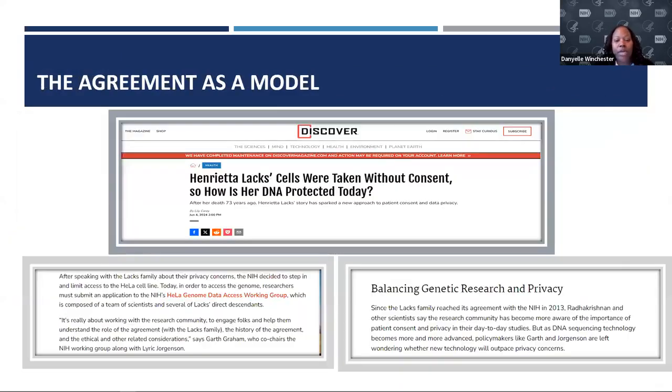And lastly, what I would end with, and what I mentioned previously, is that the co-chairs of the HeLa working group gave an interview with Discover magazine. One of the things we felt was helpful, a key thing to point out about the agreement, is that the agreement is considered a model. One point in particular, mentioned in the magazine, is that other scientists say that since 2013 and the establishment of the agreement, the research community has become more aware of the importance of patient consent and privacy in their day-to-day studies.